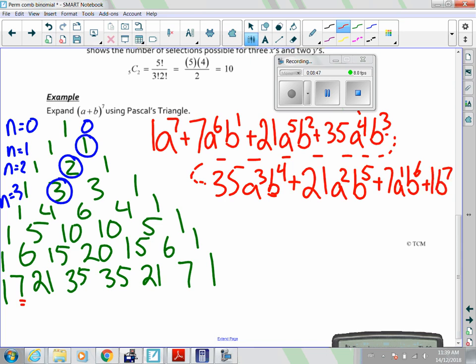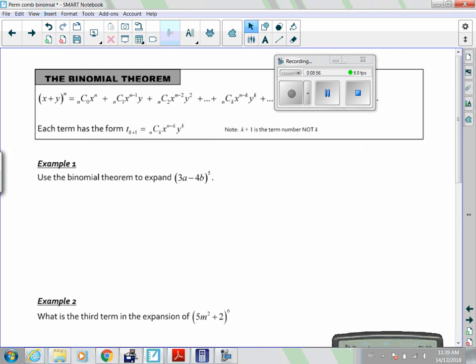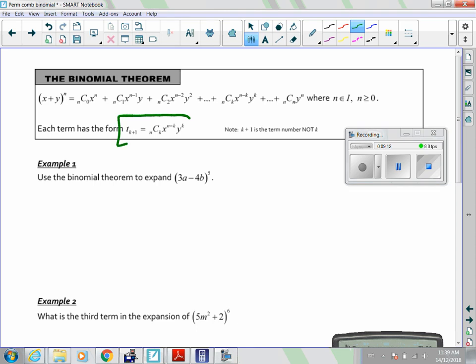Now that's a lot of terms. Typically in tests and things, we don't ask for all of the terms. We just ask for a specific term. All right. This is the formula. It turns out that there's a really nice formula that does this, and that formula comes from this equation. And again, it's just on your formula sheet here. And this is our piece. So we're going to use the binomial theorem to expand this.